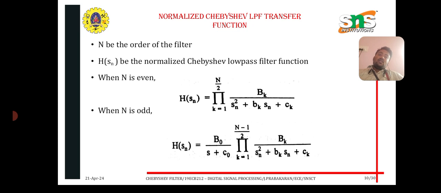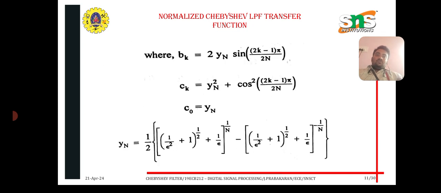When n is odd, H of Sn equals b naught divided by s plus c naught, times the product for k equal to 1 to n minus 1 divided by 2 of Bk divided by Sn squared plus small bk Sn plus ck, where small bk equals 2 into yn into sine of (2k minus 1) into pi divided by 2n, and ck equals yn squared plus cos squared of (2k minus 1) into pi divided by 2n.